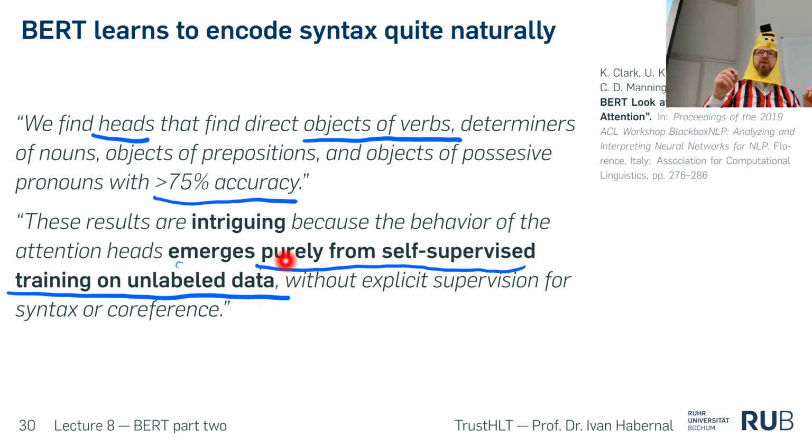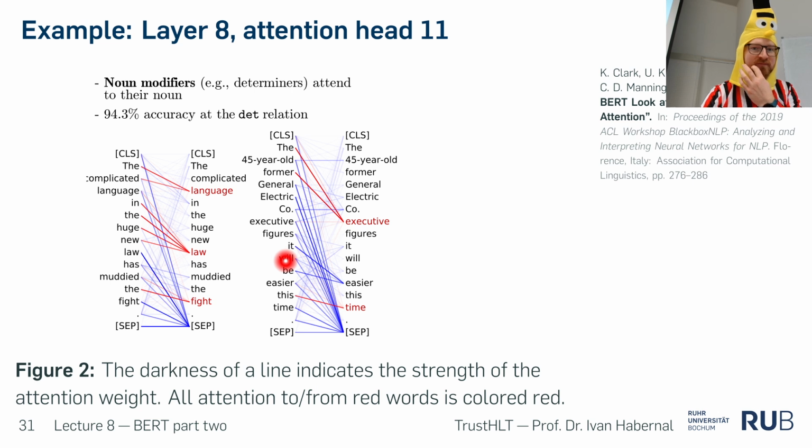And it's able to learn, not in all layers and all heads, but in some layers and some heads, it's actually picking up something which is linguistically meaningful, like on the syntax level. Here's an example from this paper. I hope it's readable. This is layer 8. There are, I don't know, 12 layers. So you take the 8th layer and head number 11, whatever. They look into this.